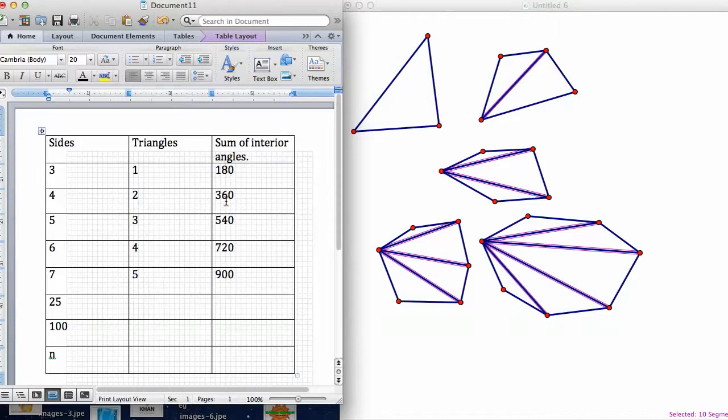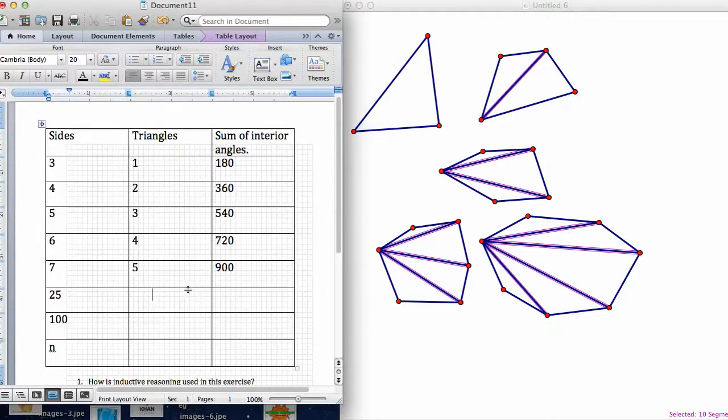2 times 180, 360. 3 times 180, 540. So what would I do to go ahead and get this number? And then bump up the challenge a little bit, and how about a 100-sided figure? And then finally, you knew it was coming. Here comes the algebra. What if I had n amount of sides, where n is going to be any positive integer?